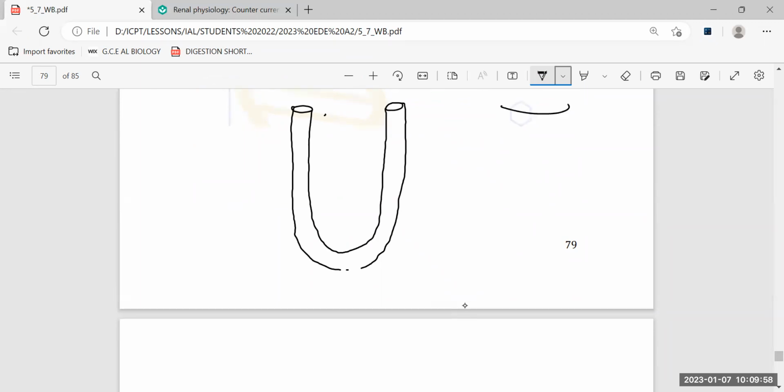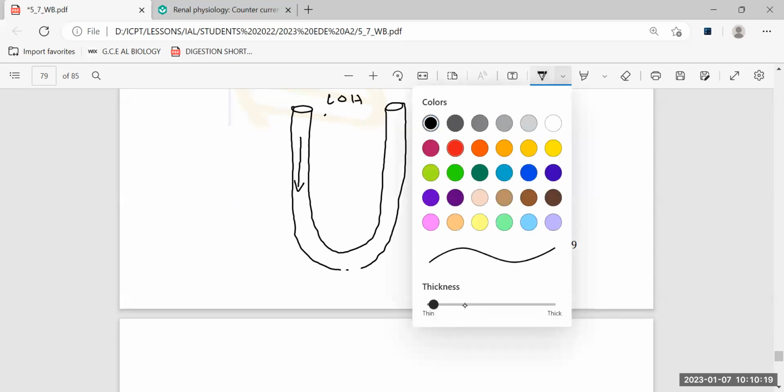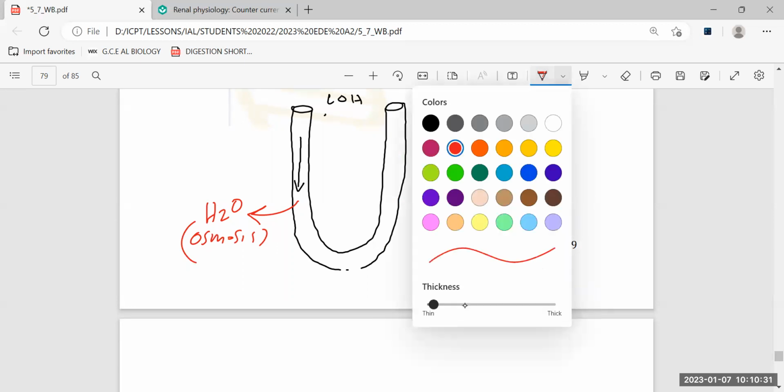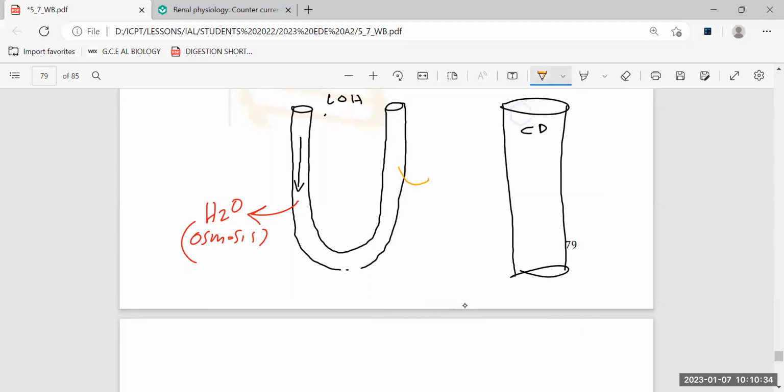This is the loop of Henle. This is the collecting duct. The fluid is moving this direction because it's a descending arm, and that part is only permeable to water. Water is going out. That's osmosis. And this side, it's only permeable to sodium and chloride ions. Sodium and chloride ions move by active transport.